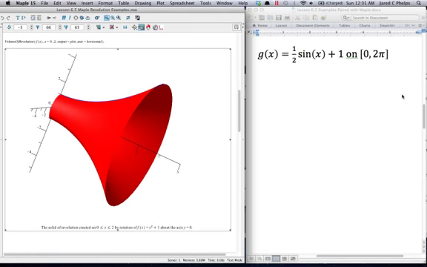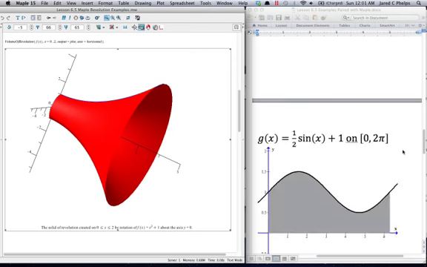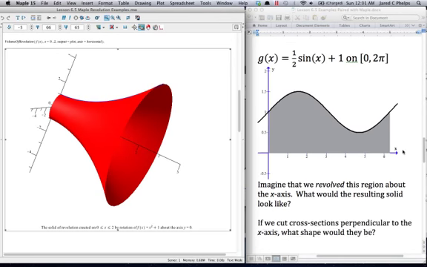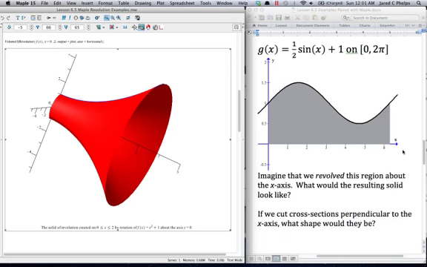So now I've got a new shape for us, right? What does this function, 1/2 sine x plus 1, look like? Imagine taking the sine function, multiplying it by a half, adding 1. Think about that area between 0 and 2 pi. I should have given you more time to do that, sorry. That's the shape that we have, right?